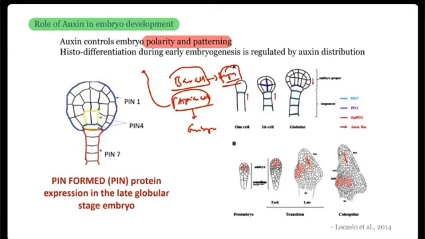So this auxin controls the embryo polarity and the patterning. As I told you in the previous class, there are different patterns that you see in embryogenesis. That is based on the divisions, whether that division is vertical, horizontal, or transverse, right? So depending on how it happens, there will be different patterns. This patterning and the polarity is mainly controlled by the auxins.